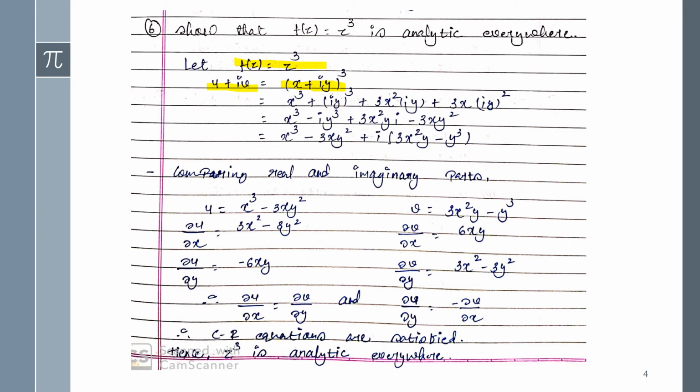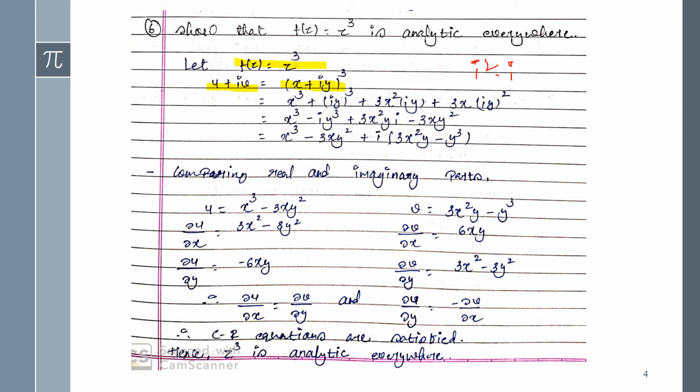So x cube plus b cube, that is i cube y cube, and i cube we can write as i square into i. Let me write it so that you can understand easily: i square into i.